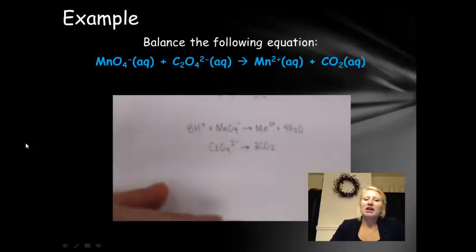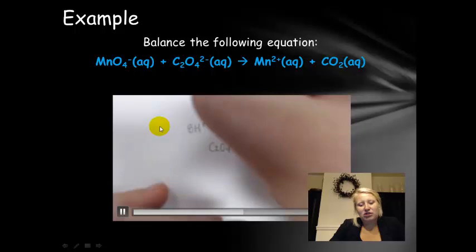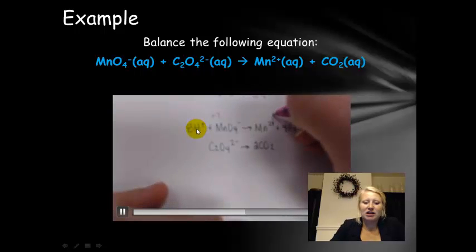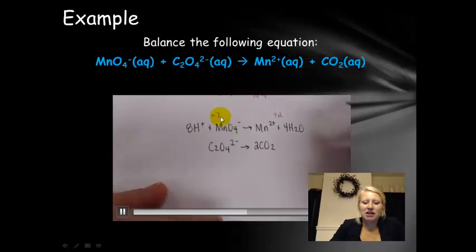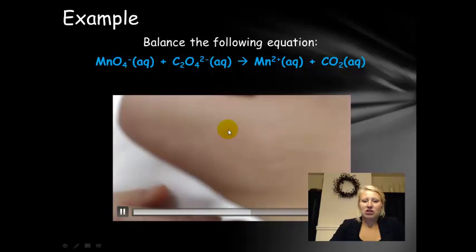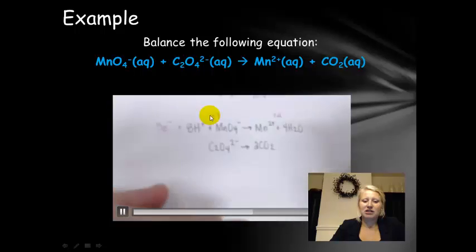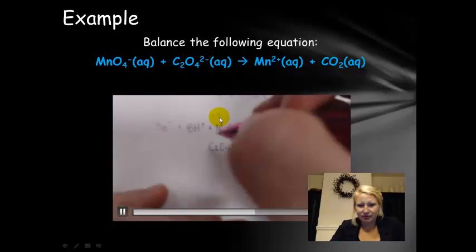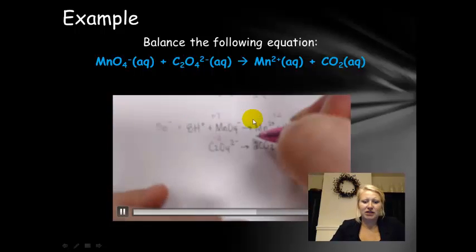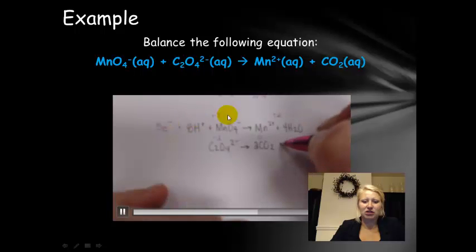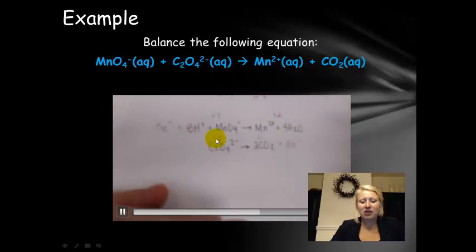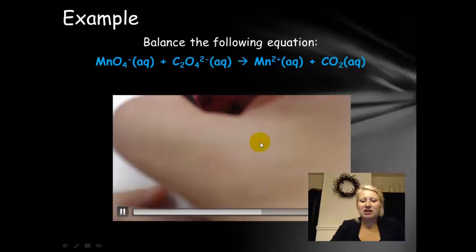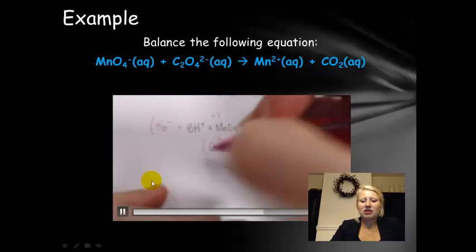The next step is that we need to add up our total charges on each side. So here we have 8 positives and a negative, so +7, and here we have +2. So now we have to add electrons to balance. So 7 positives plus 5 electrons gives us the +2, so our charges are balanced. And here we have a total of -2 and 0, so we have to add 2 electrons to the right side.